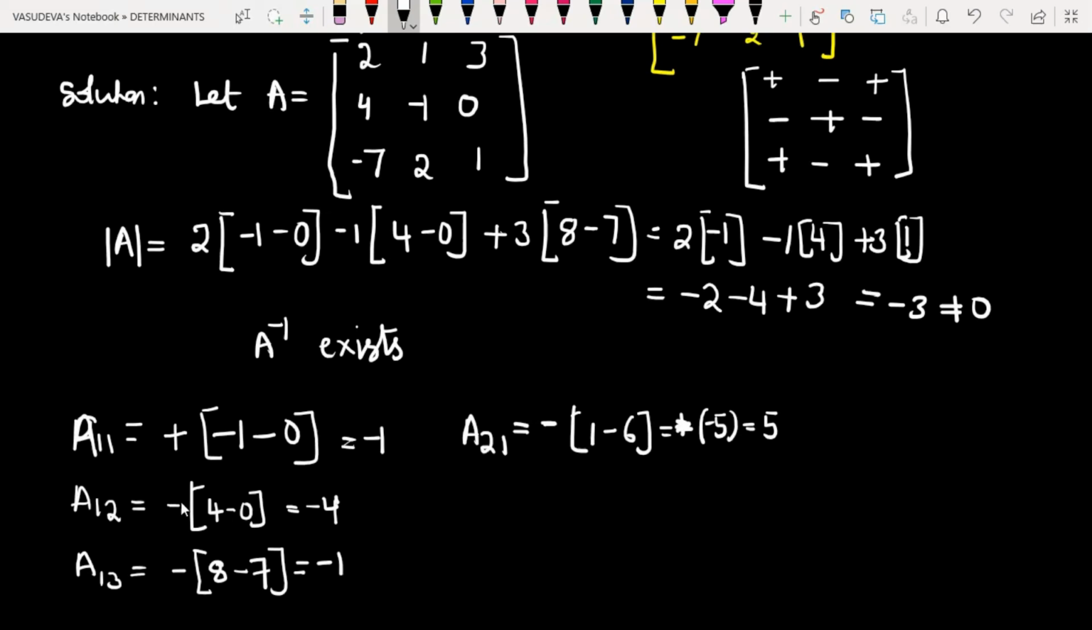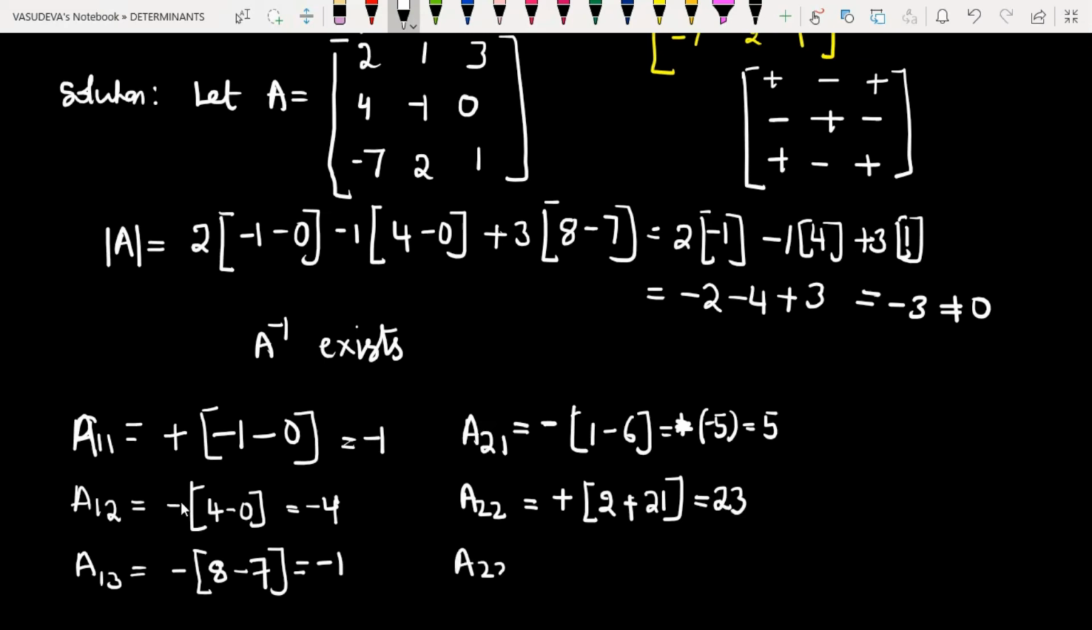Then A22, that is plus the cofactor of the element minus 1. The cofactor of the element minus 1 is the determinant of 2, 3, minus 7, 1. So 2 minus, minus 7 into 3 is minus 21, therefore it will be plus 21. So it will be 21 plus 2, 23.